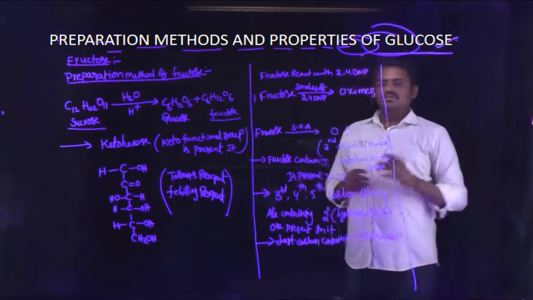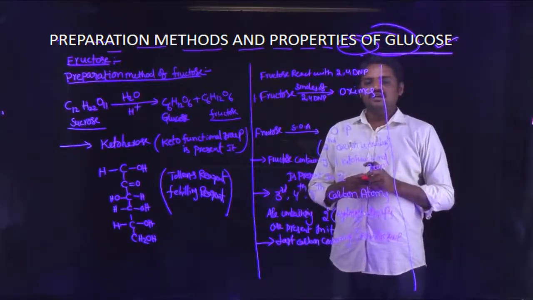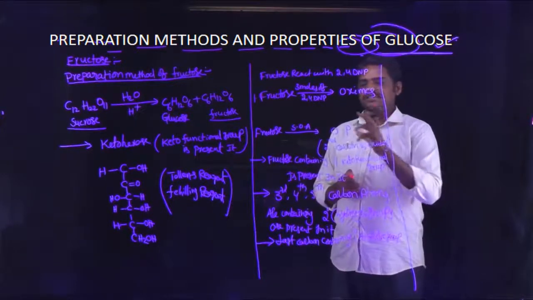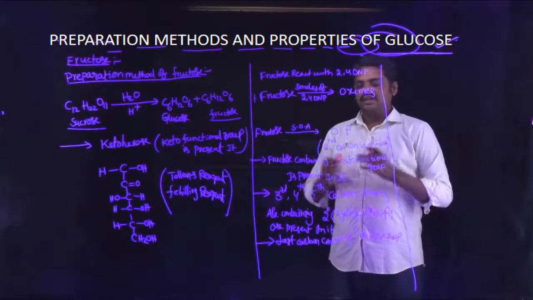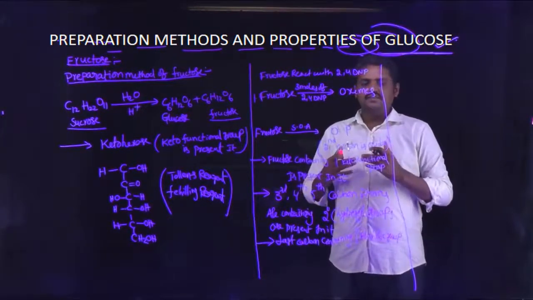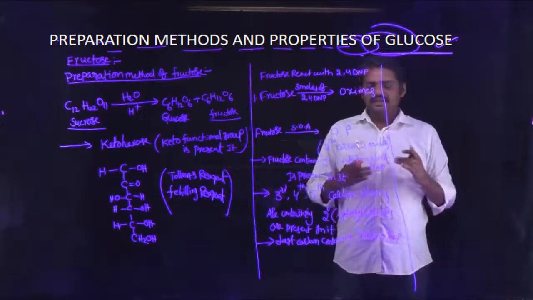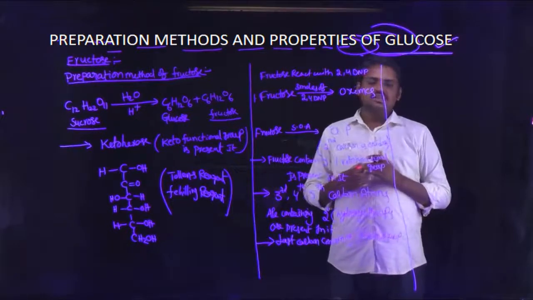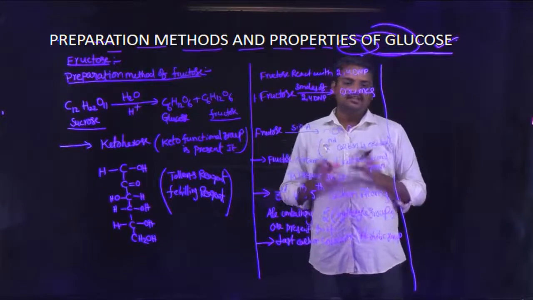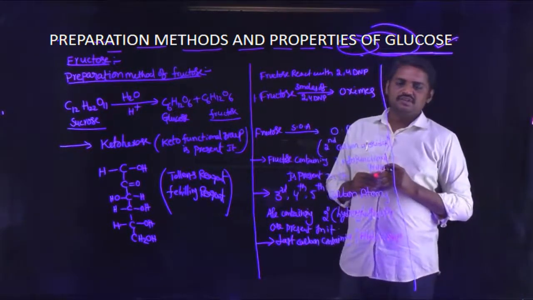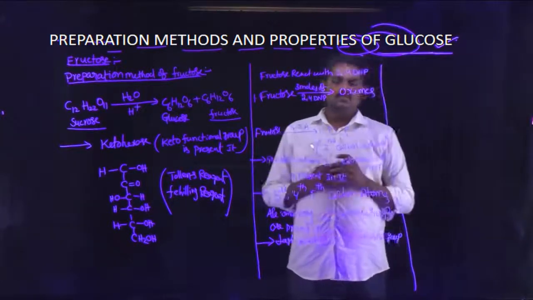Only the second carbon produces different types of oxidized products. That is because this is the second carbon containing the keto functional group. The remaining parts of the structure: third carbon, fourth carbon, fifth carbon containing secondary hydroxyl groups, and the last carbon containing a primary alcohol group. Okay, that's enough. And next one, the furanose structures of fructose.